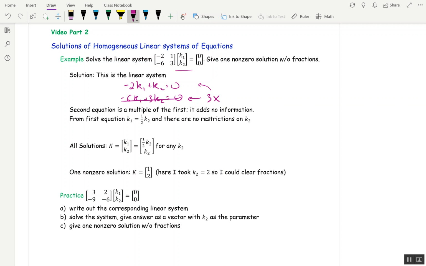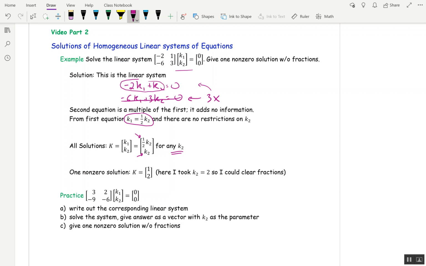It's just a multiple of the first equation. So when that happens, you can just ignore the second equation and look at what the first equation is showing you. If you solve this equation for k1, you get k1 is 1/2 k2. So in general, solutions look like any k2, and then k1 is 1/2 k2. In linear algebra, we would call k2 t, a parameter. But in this class, we're just going to keep calling it k2. So our solutions look like 1/2 k2, k2 for any k2.